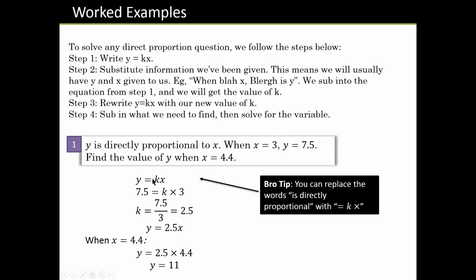Step 1, write down y is equal to kx. Step 2, we substitute what we know. We know when x is 3, y is 7.5. So 7.5 is equal to k times x, which in this case is 3.